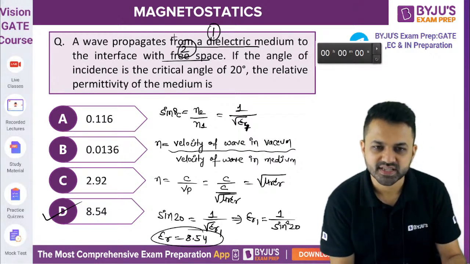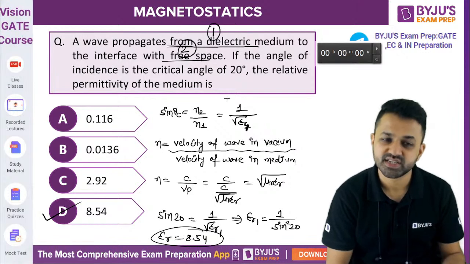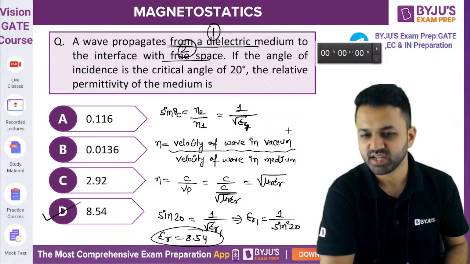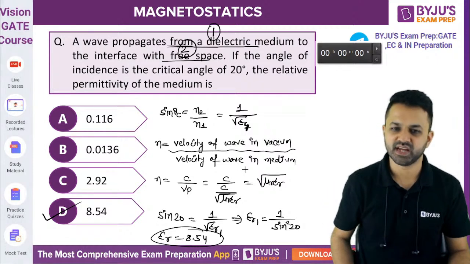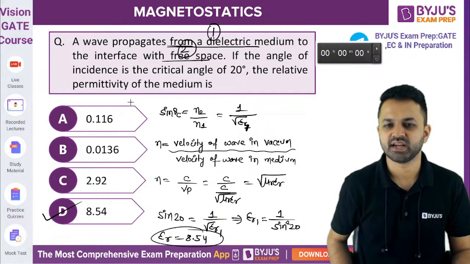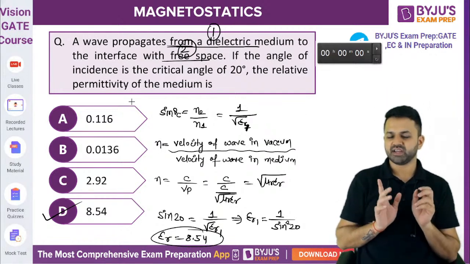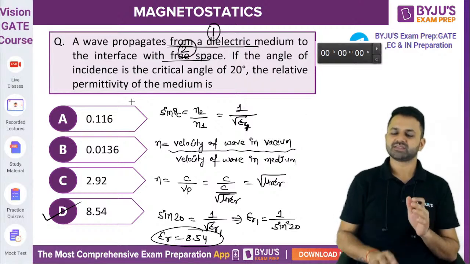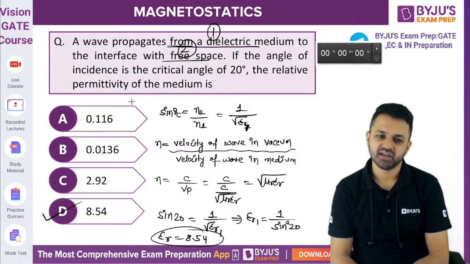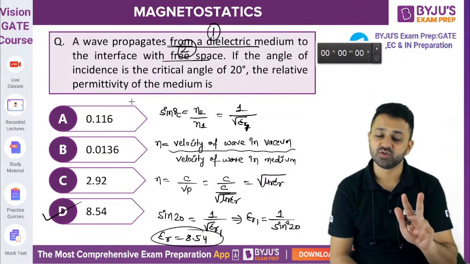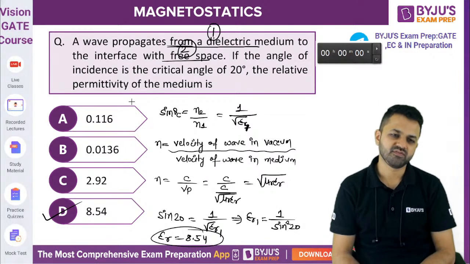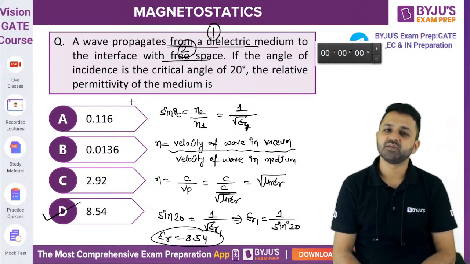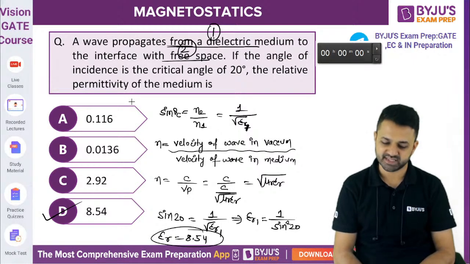That's what we generally do wrong, and this type of question wording is framed in that way only, so that many students will get confused. And remember one more thing: generally the relative permittivity or relative permeability will not come less than 1. This thing you should also keep in mind. If you are getting less than 1, that means you need to cross-check, because there are very rare materials for which the relative permeability and permittivity are less than 1.